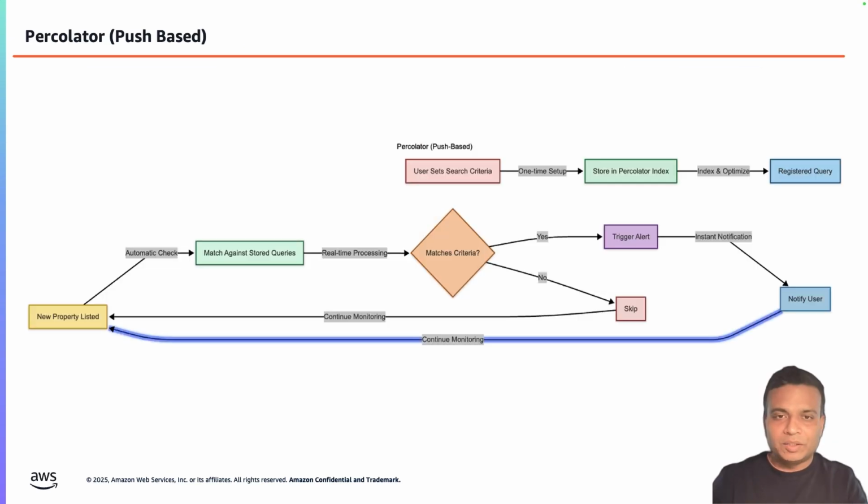After setting the search criteria, the home buyers have to perform the search manually to identify properties that match their criteria. Any properties that are listed after the initial search will not be displayed until the home buyer hits the search button again. The percolator approach transforms property searching into an automated, push-based system that continuously monitors new listings against stored user criteria. It's a two-step process.